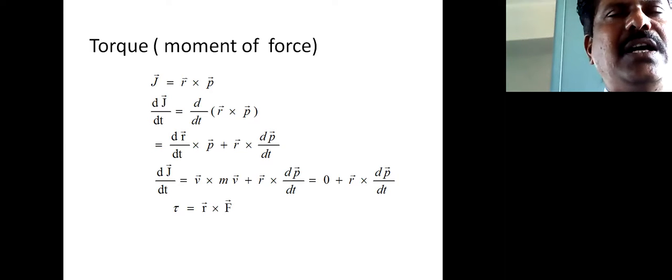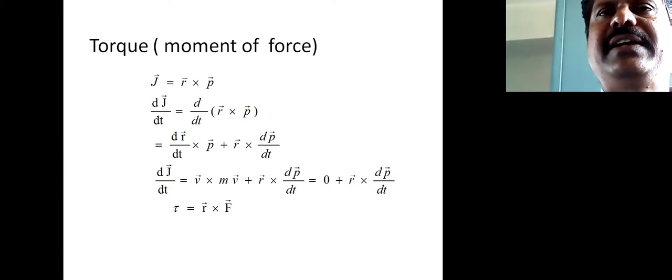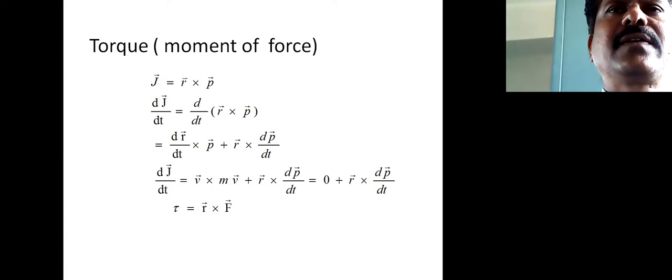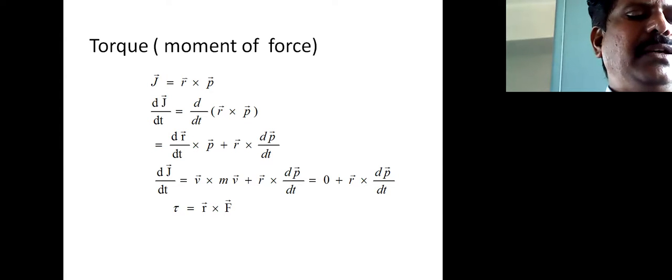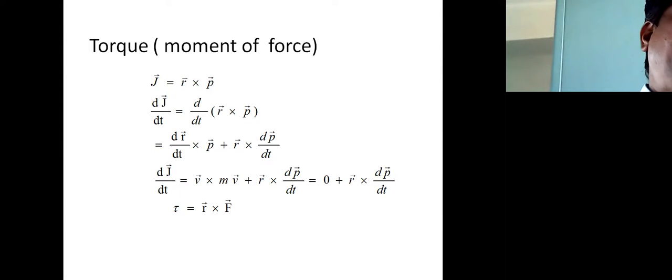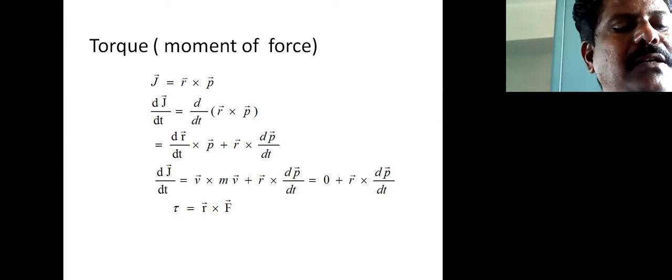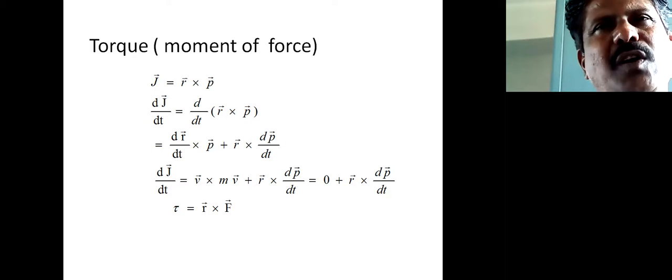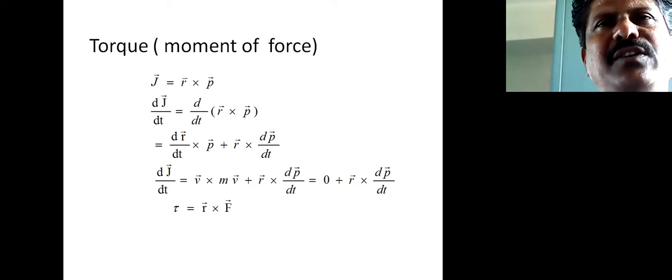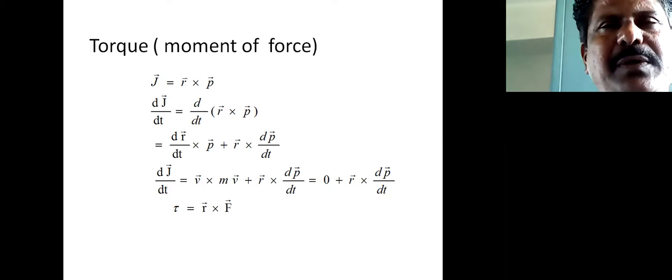So let's explain how that torque is obtained. Tau is equal to dJ by dt. Consider a particle of mass m rotating about a fixed point. Let r be the position vector, and v is the linear velocity of that particle. Then we know that the angular momentum of that particle, J, is equal to r cross p, and p is m into v. It's a simple one.